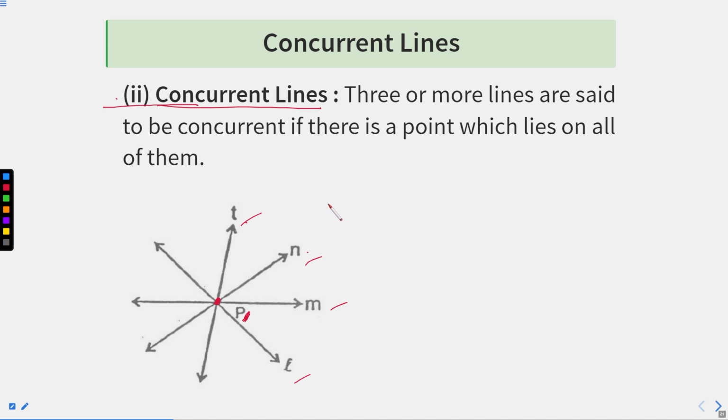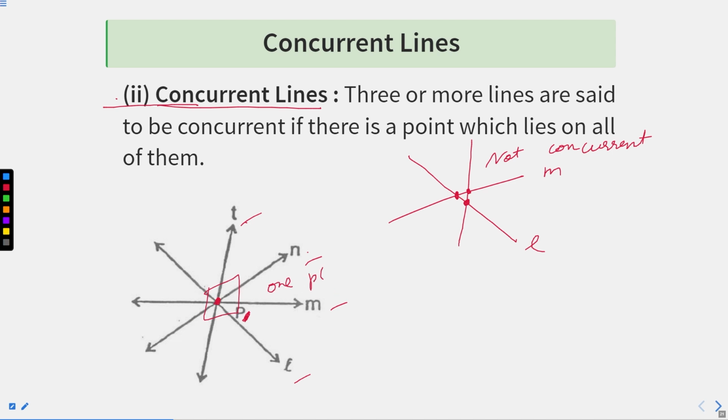Okay, I hope this is clear. If, for example, two lines are given, say L and M, and then a third one goes like this, then they are not concurrent, because one point is this, another is this, another is this. There are many points of intersection, but we want only one point of intersection. Okay, I hope this is also clear to you.